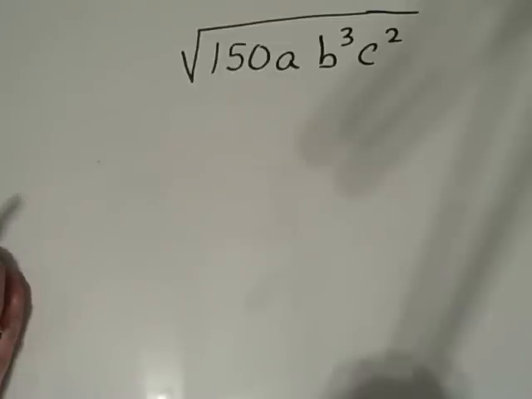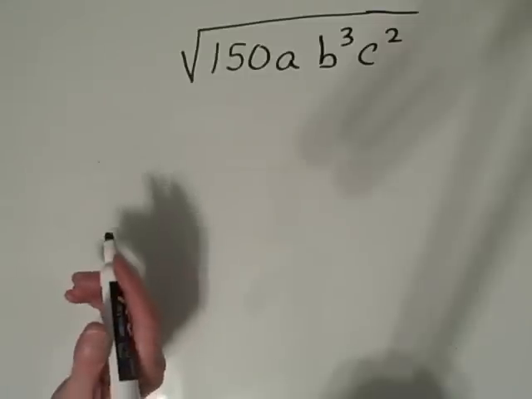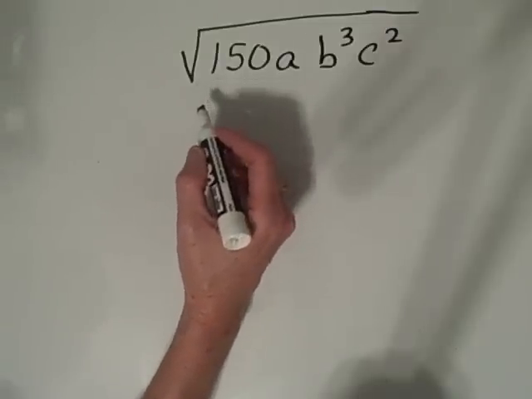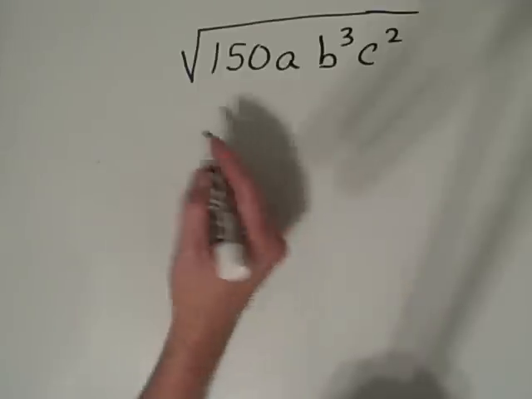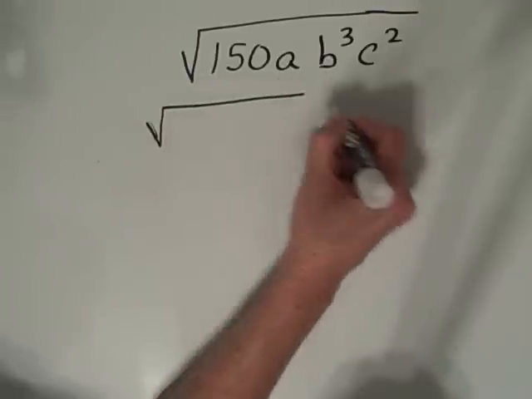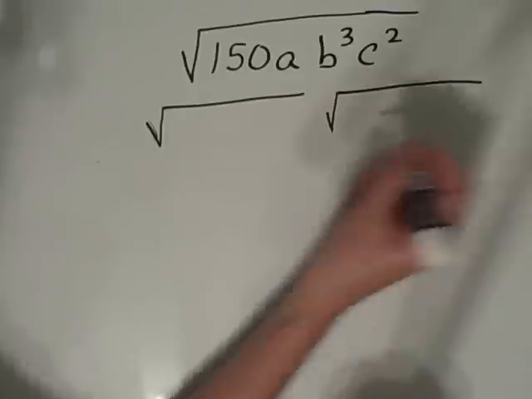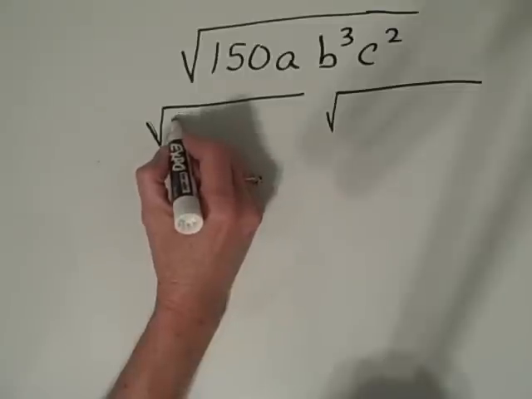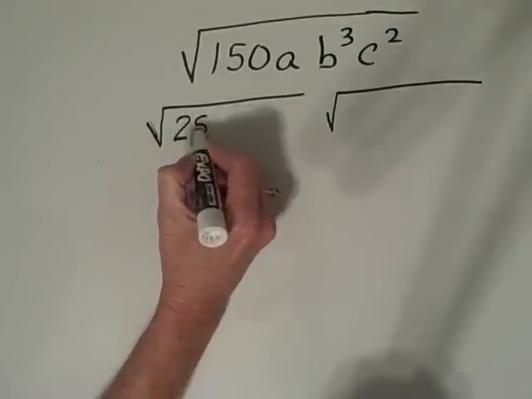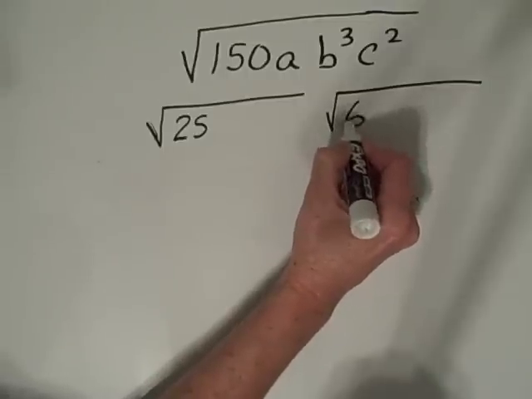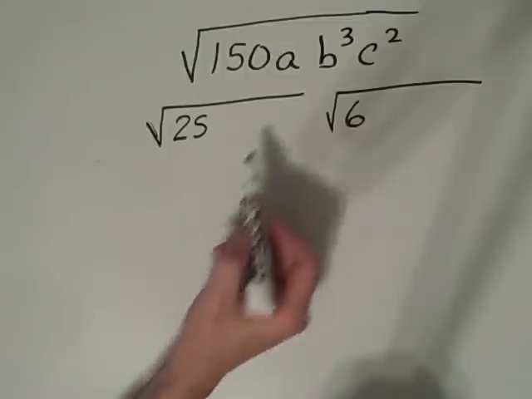We need to divide this up so that we have parts that we can take the square root of and parts that we can't. Square root just simply means that we're taking out groups of 2. So we're going to divide this up into 2 radicals. The radical we can take the square root of, so we know 25 is a square root, and 25 goes into 150 6 times. And then we look at a.